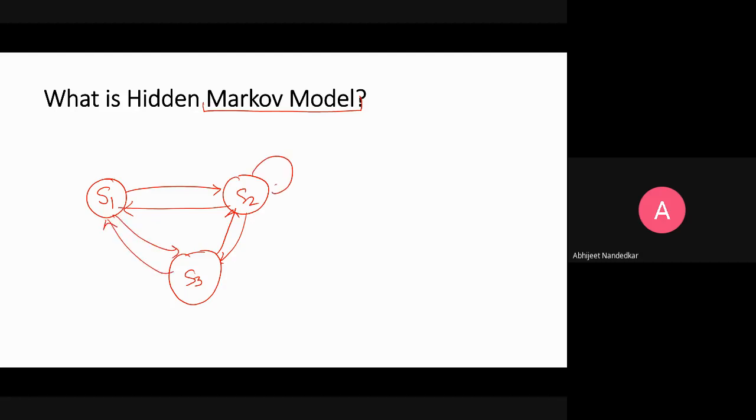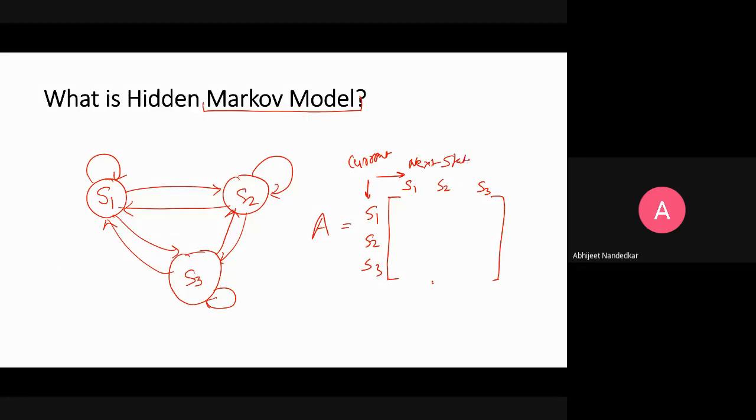There will be a self transition as well. So you will define this transition from one state to other state with the help of a matrix called A. So you will write here S1, S2, S3, which is the current state, and this side you will again write S1, S2, S3. This will be the next state. Then all the corresponding probabilities, say 9 entries, will be provided.